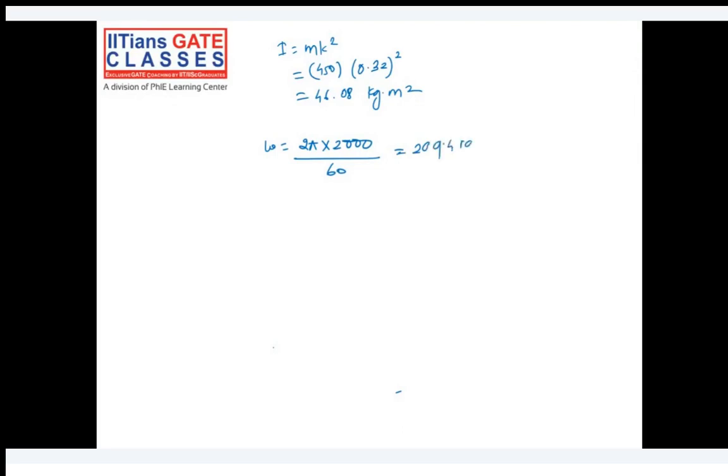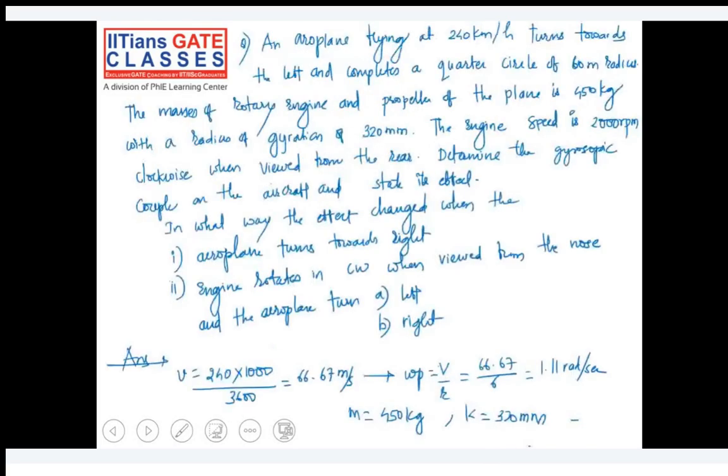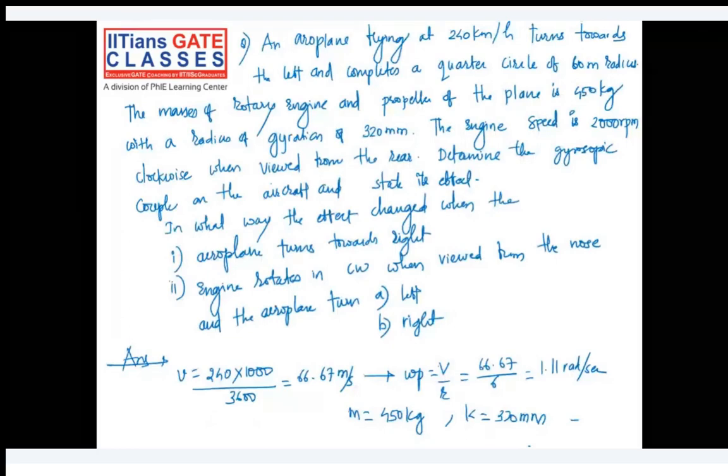Okay. So I hope it's clear now. They have indirectly given you the I, the omega, and the omega p. You are supposed to calculate it by using the given things. The engine speed is 2000 rpm clockwise when viewed from the rear end. Determine the gyroscopic couple on the aircraft and state its effect.